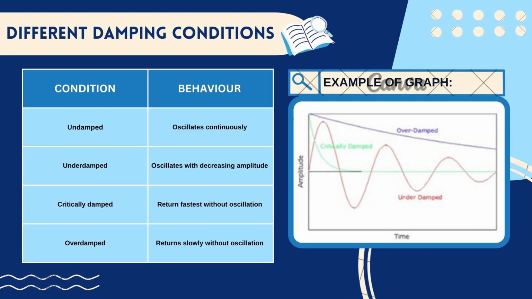When there is no damping, the system oscillates continuously. In the underdamped case, the oscillation gradually decreases over time. For the critically damped case, the system returns to equilibrium in the shortest possible time without oscillating. In the overdamped case, the system also returns without oscillation but at a slower rate.